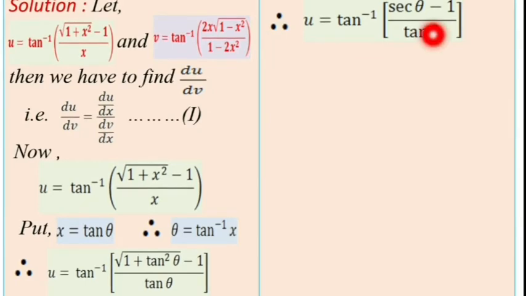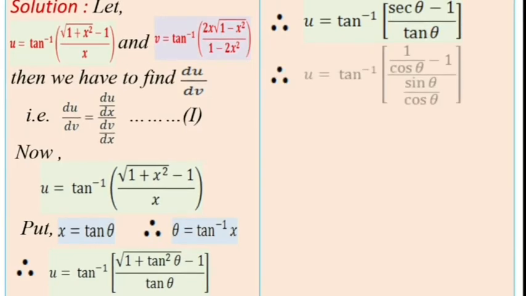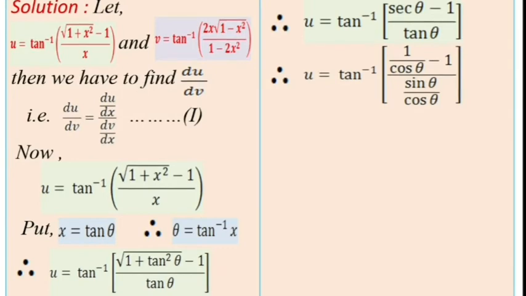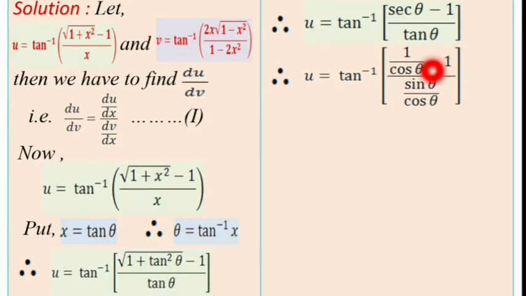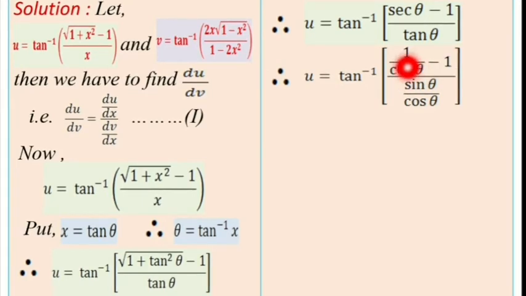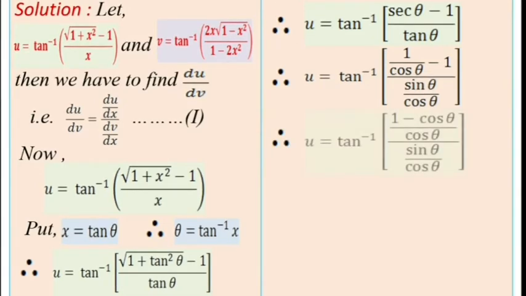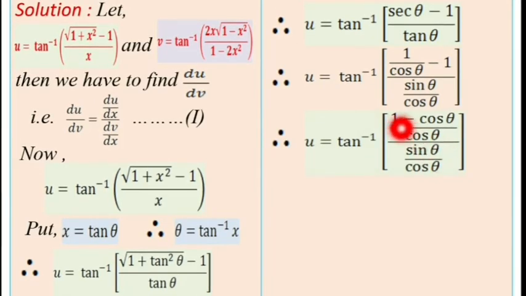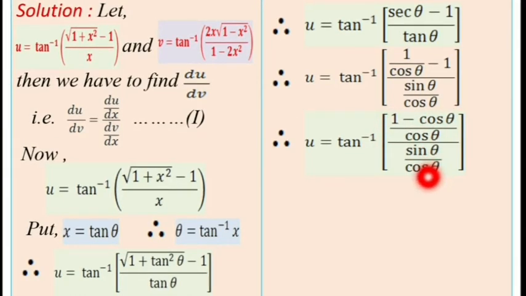Again here we have to substitute sec theta having the value 1 upon cos theta, and tan theta equal to sin theta upon cos theta. Therefore we can get u equal to tan inverse of (1 upon cos theta minus 1) whole divided by sin theta upon cos theta. Now in the numerator we have to take only subtraction of the given two fractions. Therefore you can get u equal to tan inverse of (1 minus cos theta upon cos theta) whole divided by sin theta upon cos theta.